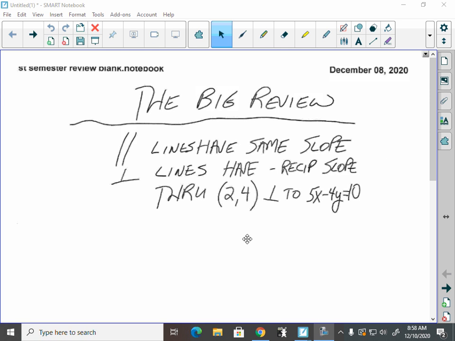Okay, here we go. Here are some things that you need to remember. Parallel lines have the same slope. Perpendicular lines have negative reciprocal slopes.